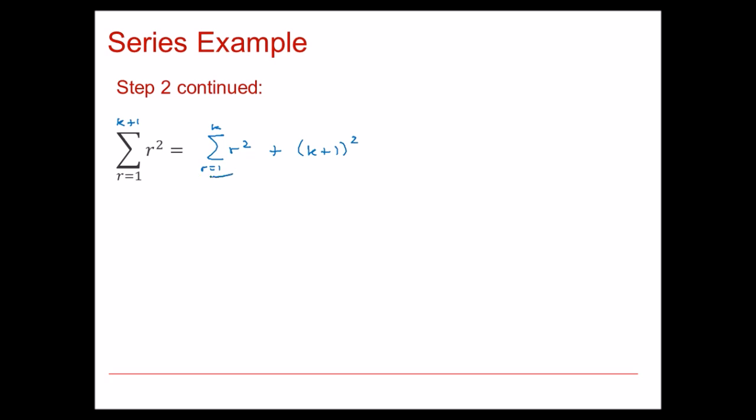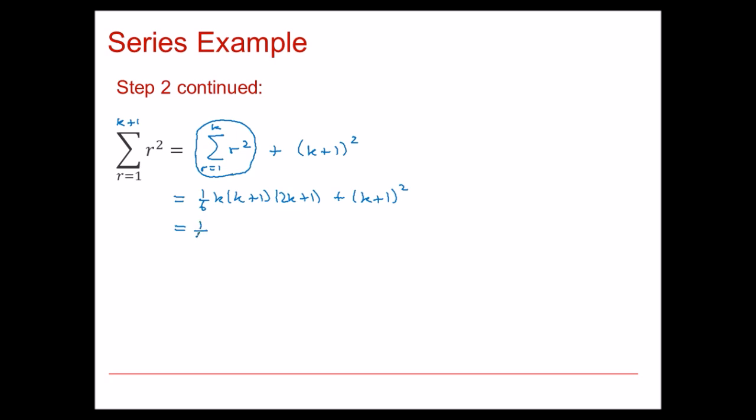Now we can quote our results. We made an assumption about the sum of the first k terms of the pattern. We assume that that can be written as k over 6, k plus 1, 2k plus 1, and we need to add on k plus 1 squared. At this point, it's best to avoid expanding all the brackets and see if you can pull out a common factor instead to keep it as efficient as possible.